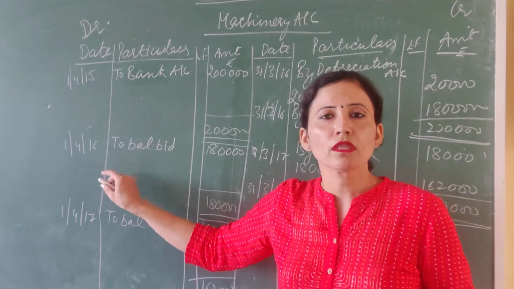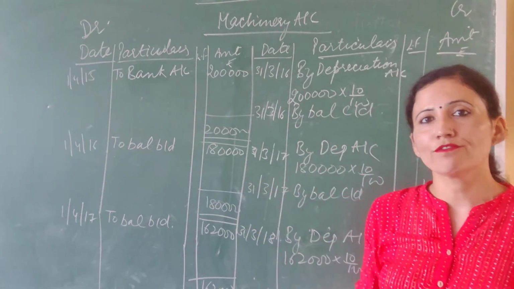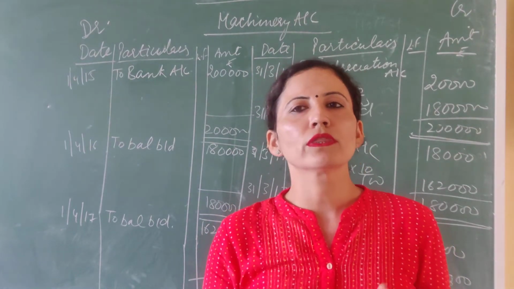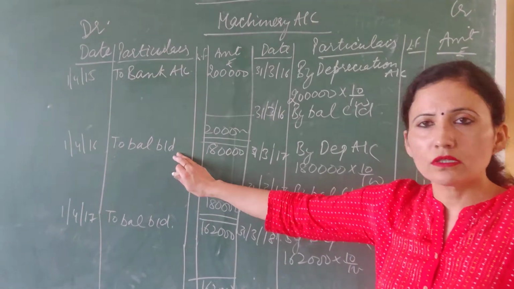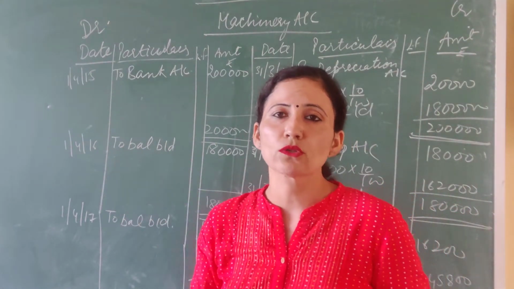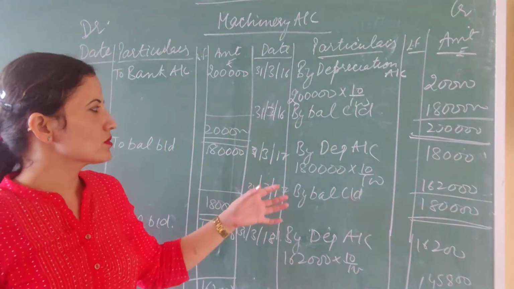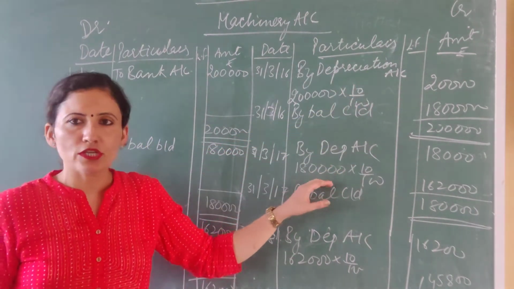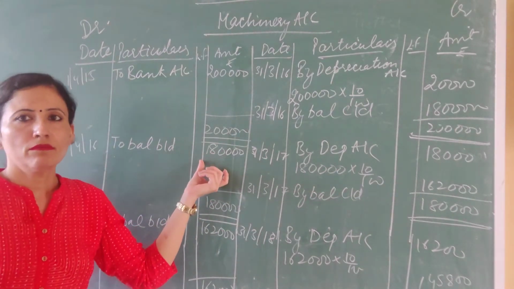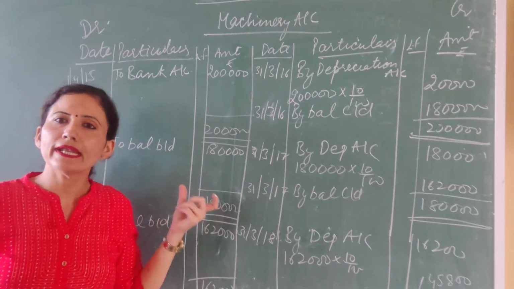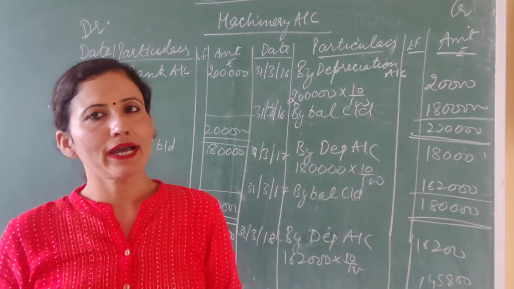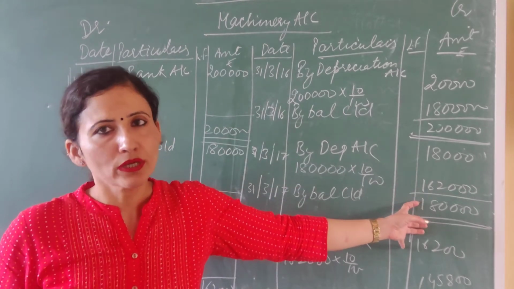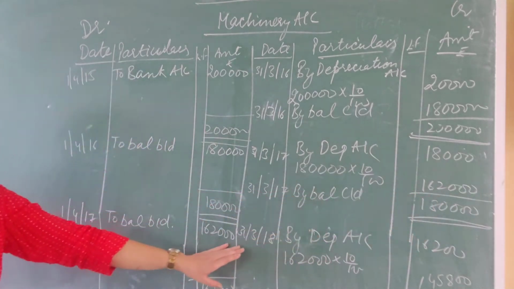So 1st April 16, this is to balance brought down, and since we have one machine only, I will not write M1, M2 or M3. This we will do in the next practical problem. So this year would be closed on 31st March 2017. So obviously in 2017 you will charge depreciation not at the same rate. You will charge depreciation on the written down value, means the brought down value, that is 1,80,000. So on 1,80,000 I have charged 10%. This is 18,000.